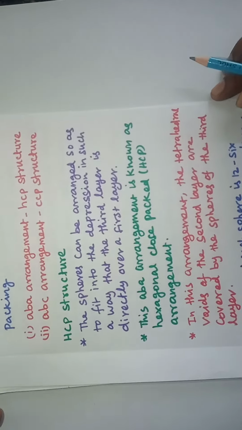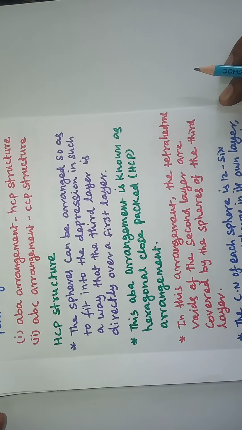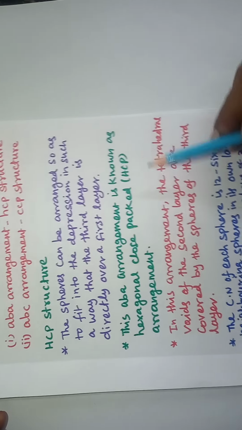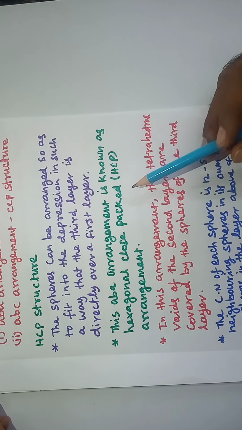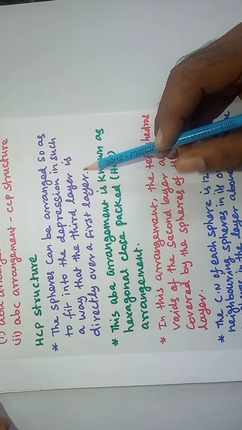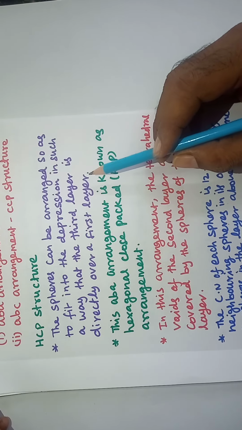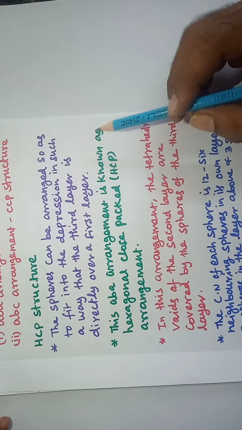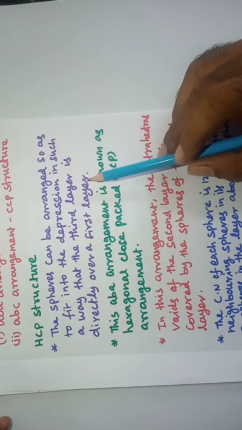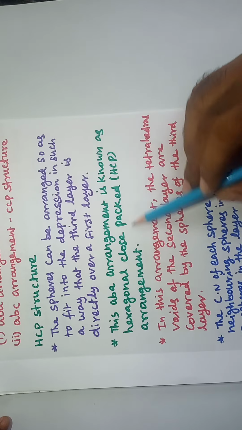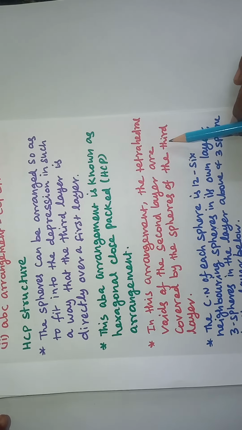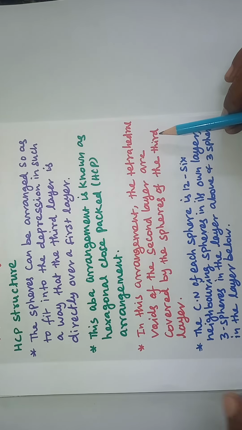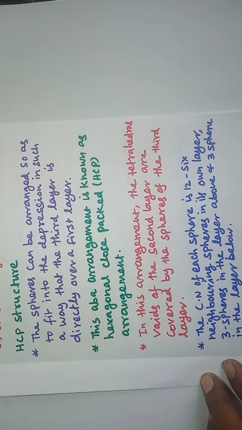In the HCP structure, we place the third layer the same as the first layer. So this arrangement is called the ABA arrangement, or hexagonal close packed arrangement. In this arrangement, the tetrahedral voids of the second layer are covered by the third layer.